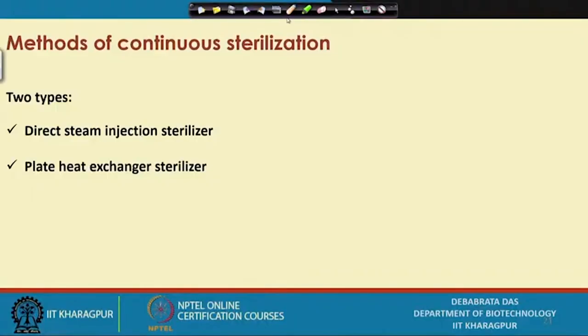Now there are two types of continuous sterilization process. One is direct steam injection, another is the plate heat exchanger. Let me explain.